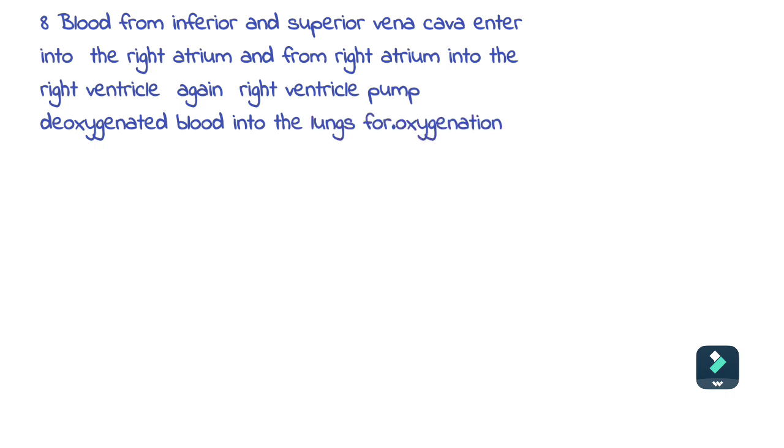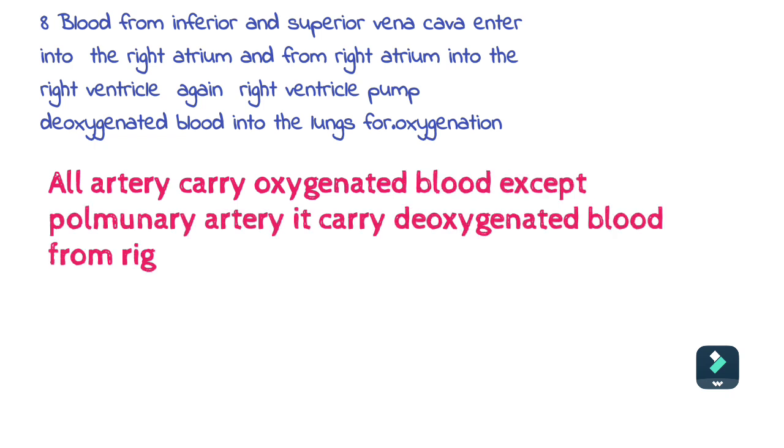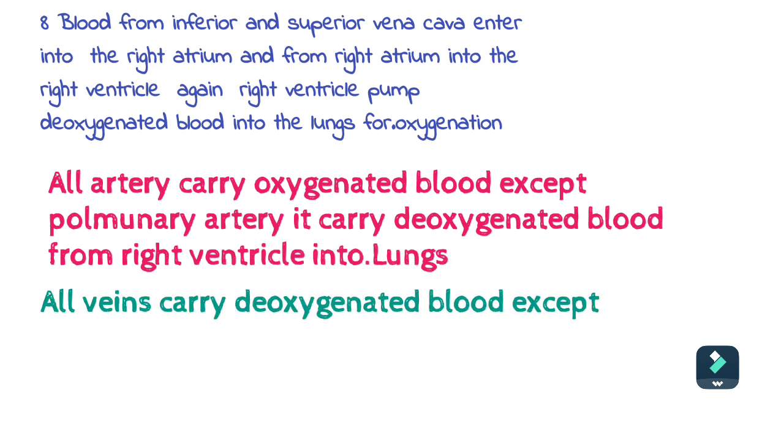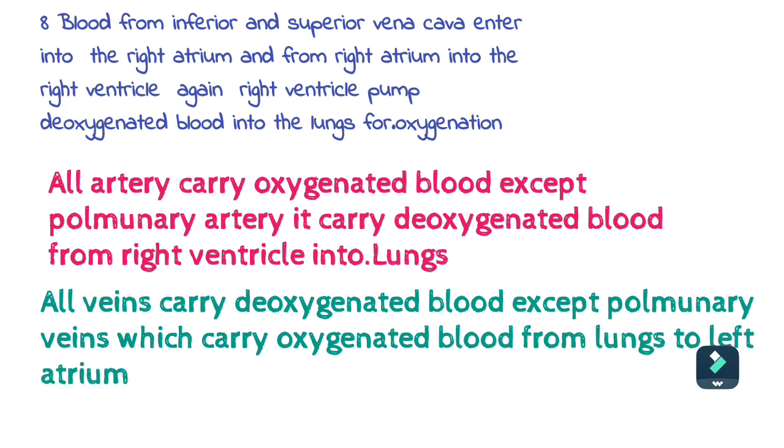Always remember that all arteries carry oxygenated blood except pulmonary artery. It carries deoxygenated blood from right ventricle into lungs, and all veins carry deoxygenated blood except pulmonary veins, which carry oxygenated blood from lungs into the left atrium.